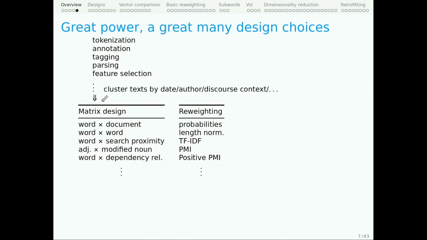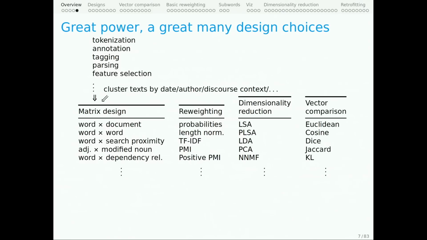After reweighting, you might want to do some dimensionality reduction. And again, you have lots of options. Latent semantic analysis is one that I'll show you, but you might have heard of some of these others like latent Dirichlet allocation or principal components analysis, and on and on. I'm not so concerned about these acronyms. I'm just planting in your heads the idea that if you're building one of these things, you have lots of options. And then finally, you have to decide what vector comparison method you're going to use.